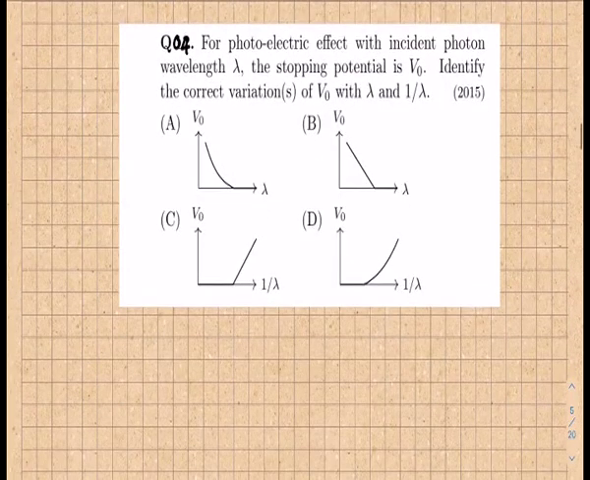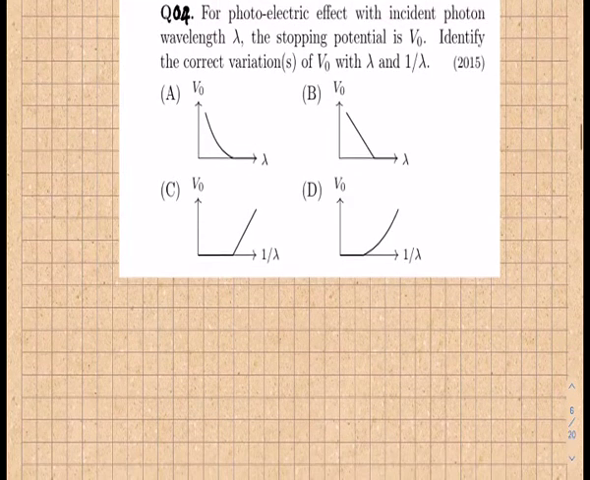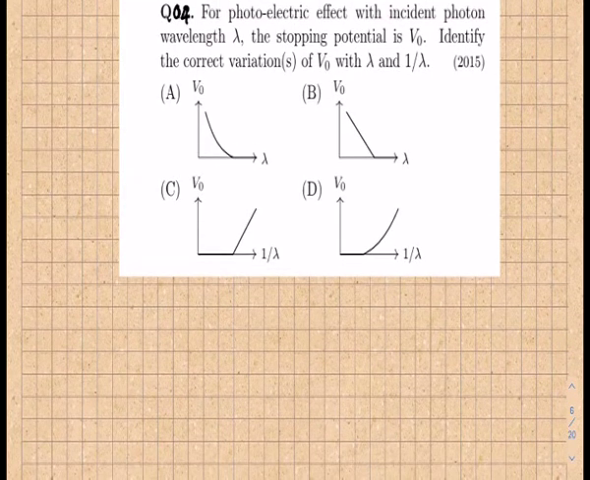Now come to problem number four. This is also related to the photoelectric effect, and it says that for the photoelectric effect with incident photon wavelength lambda, the stopping potential is V0. Identify the correct variation of V0 with lambda and 1 by lambda. This we already know, what happens with 1 by lambda, because we have done it already in other problems.